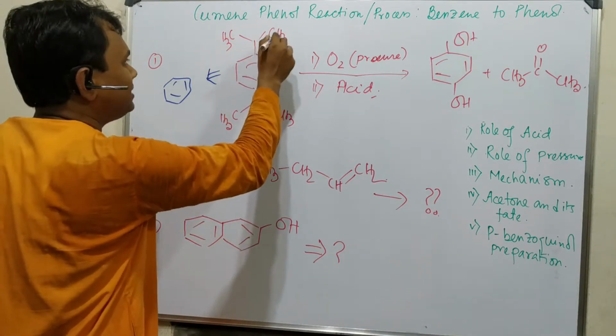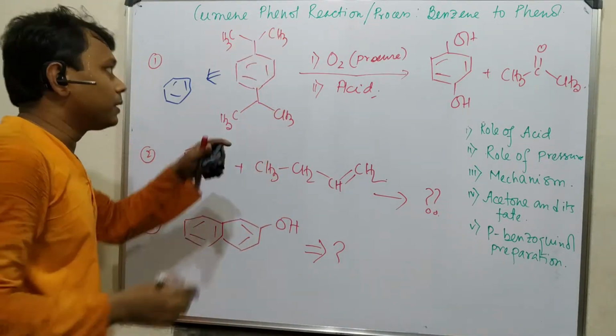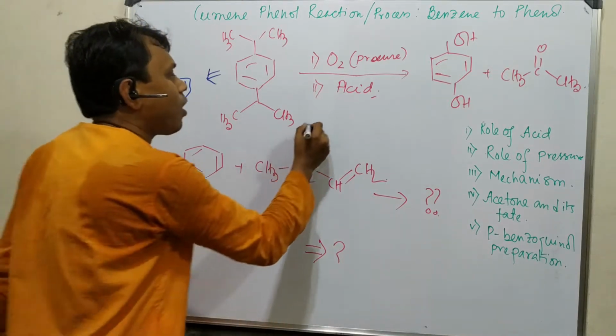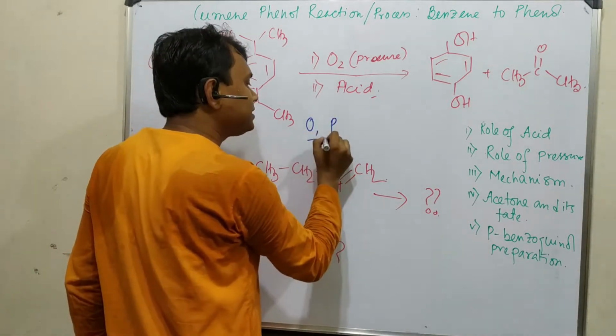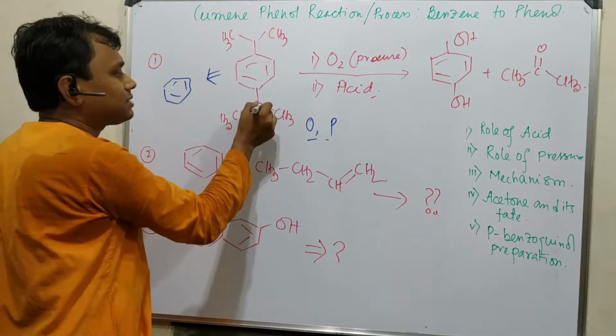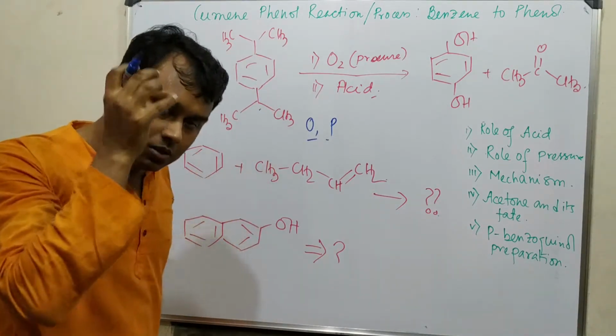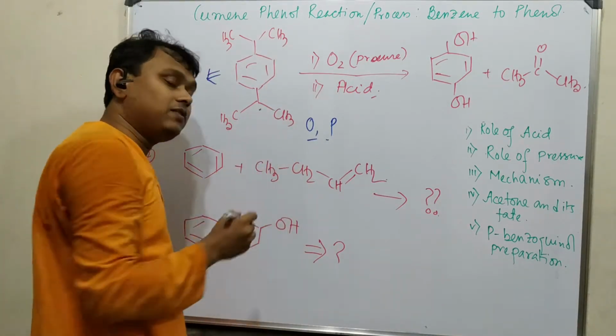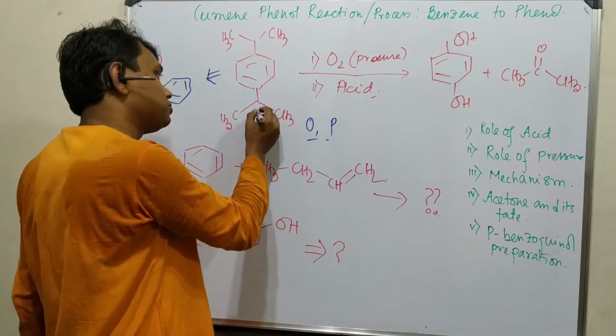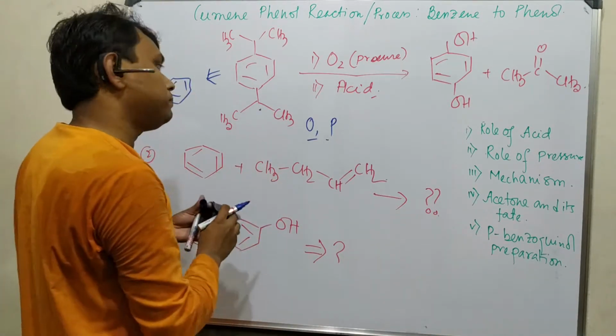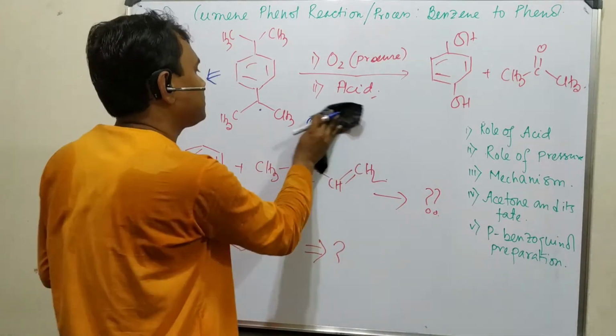Another thing, it's bulky. So this alkyl group, we know, is ortho and para directing. So due to the bulkiness, the para isomer will be preferred, so the aromatic electrophilic substitution will take place on the para side. So in this way this could be prepared. This is the logic behind the preparation of this molecule.